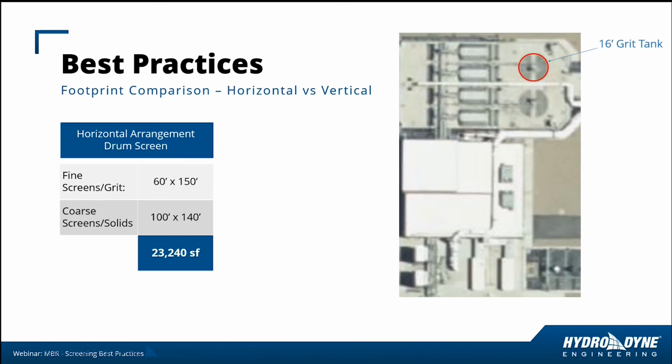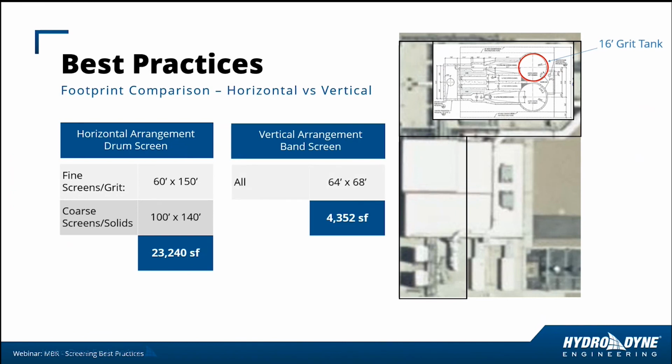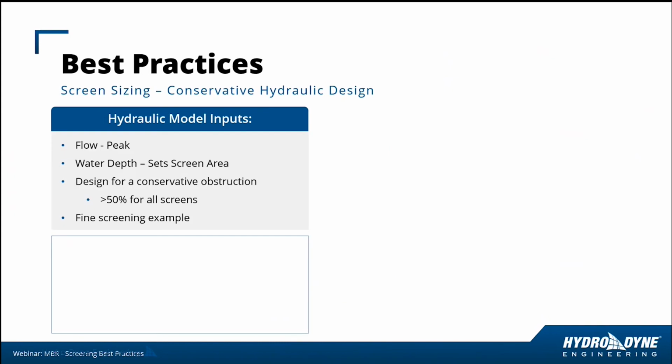And it might be worthwhile looking at the footprint differences in a little bit more detail. Here we see the horizontal drum screen alignment, and we can see about 23,000 square feet needed to accommodate coarse screens and solids removal. If we compare that to a vertical arrangement with a larger plant, you can see a much smaller footprint is needed, up to 5 times less. That's a good comparison for a large plant.